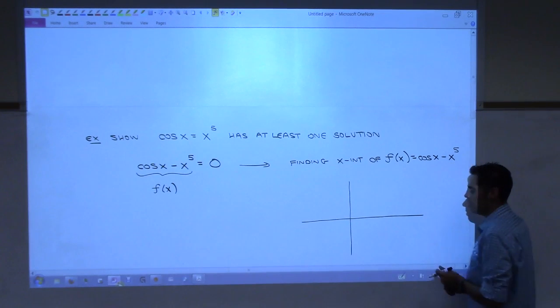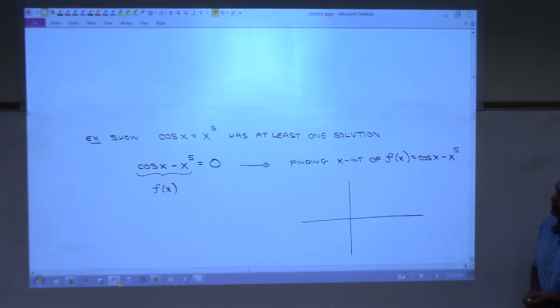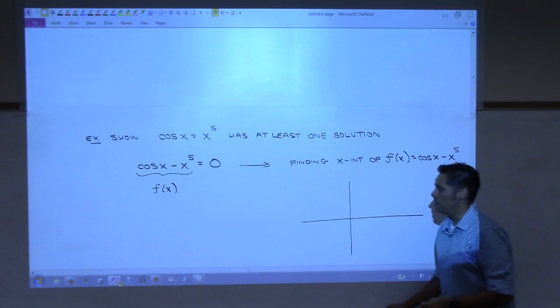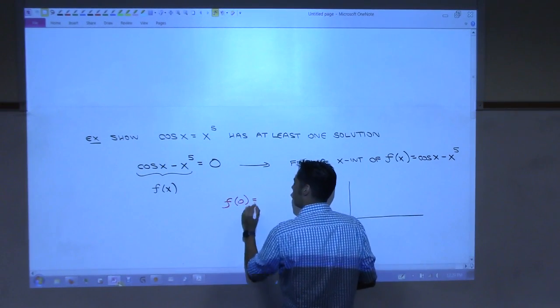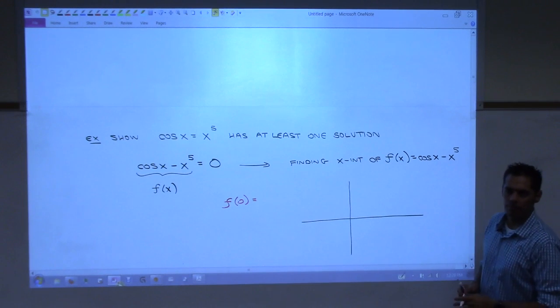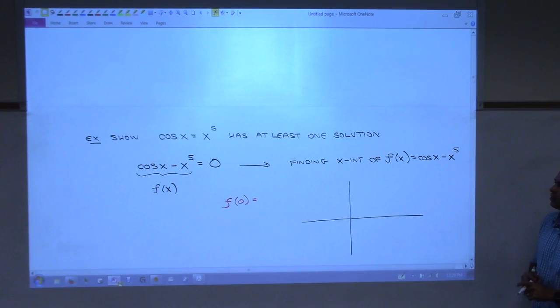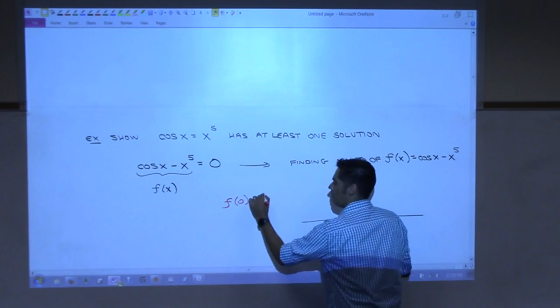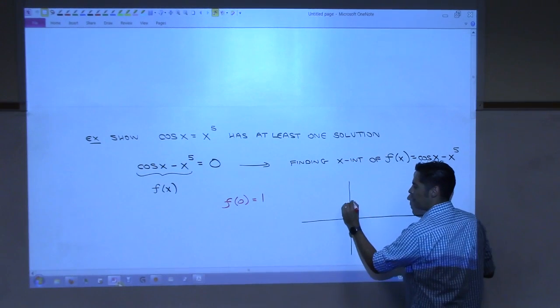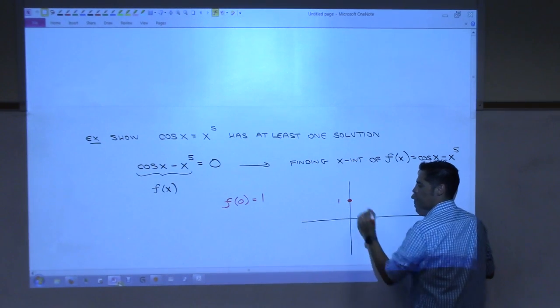Now we're going to use a little bit of visual aid. Somebody tell me what f of 0 is. Plug 0 into this function. And what do you get? 1. Does everyone see that? If I plug in 0 here, cosine of 0 is 1. 1 minus 0 is 1. So we get 1. So I know this much. If I graph it, I have this point, right?